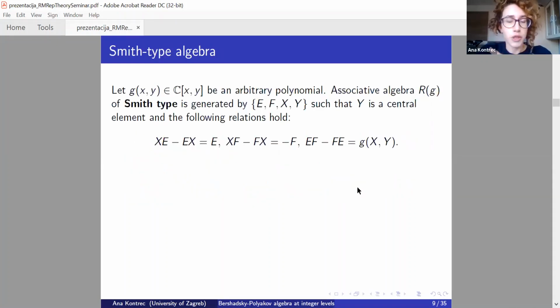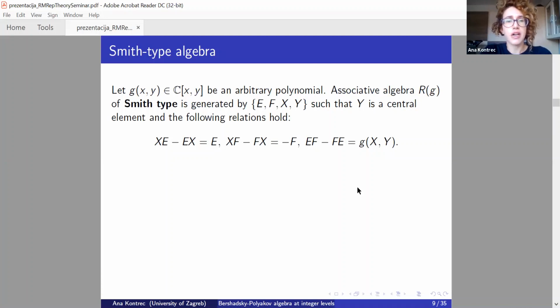Okay, and what is the Smith algebra? This is a type of algebra which is similar to the universal enveloping algebra of SL2. So here we have generators E, F, X, and Y, and the following relations.